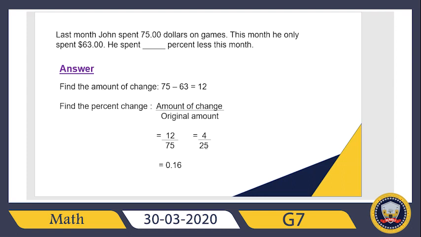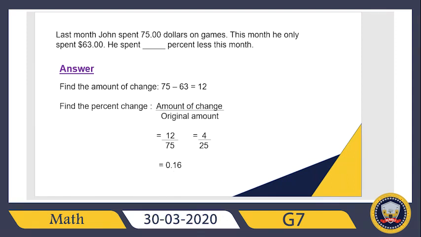I can try with 5 first. 25 times 5 is 125, no. So I will go for 6. 25 times 6 is 150, exactly 150. Right? So 25 times 6 equals 150. So here the answer is 0.16.